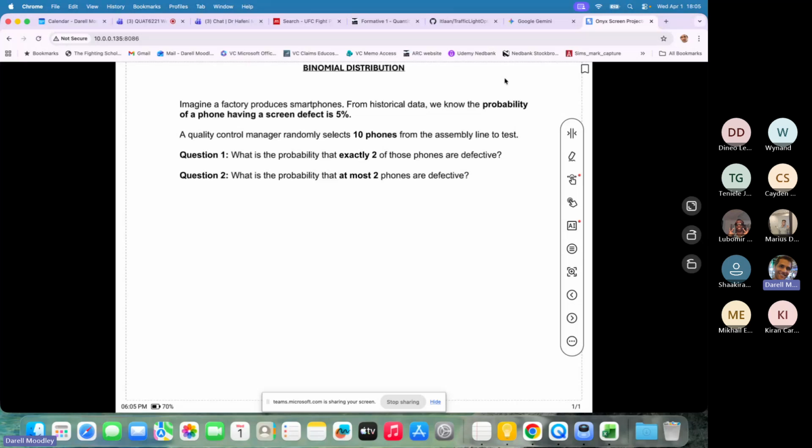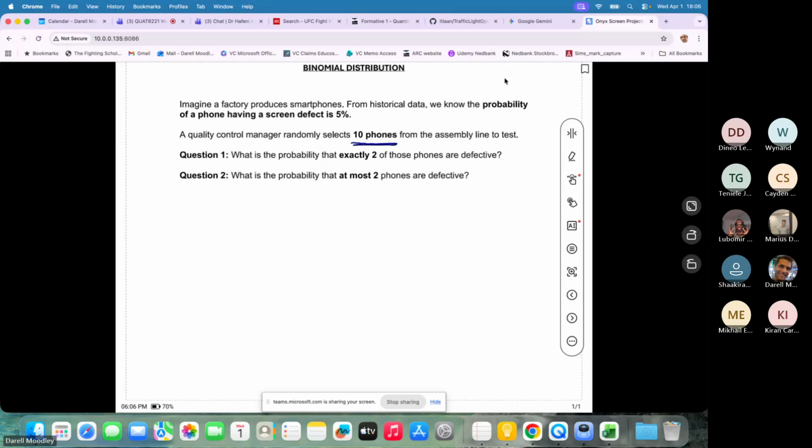So we're given a scenario where there's a factory that produces smartphones. And from historical data or past experience, we know that the probability of a phone having a screen defect is 5%. So it's a 5% chance that these phones could have a screen defect. It's quite a small probability. And we have a quality control manager who is going to take a sample of just 10 phones. So this manager goes into the factory and randomly selects 10 phones.